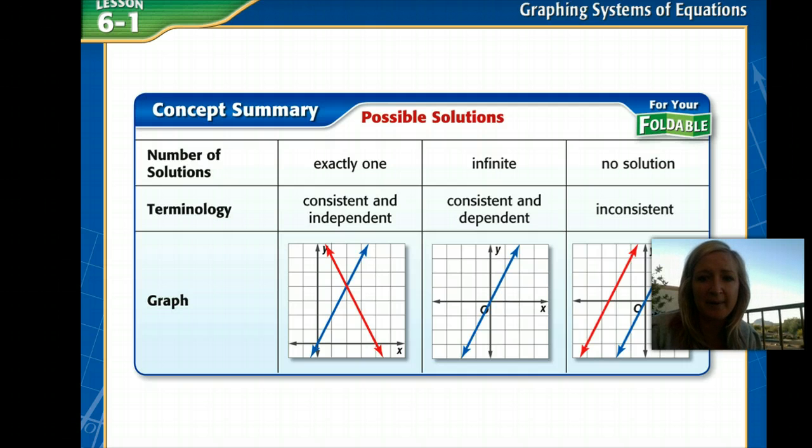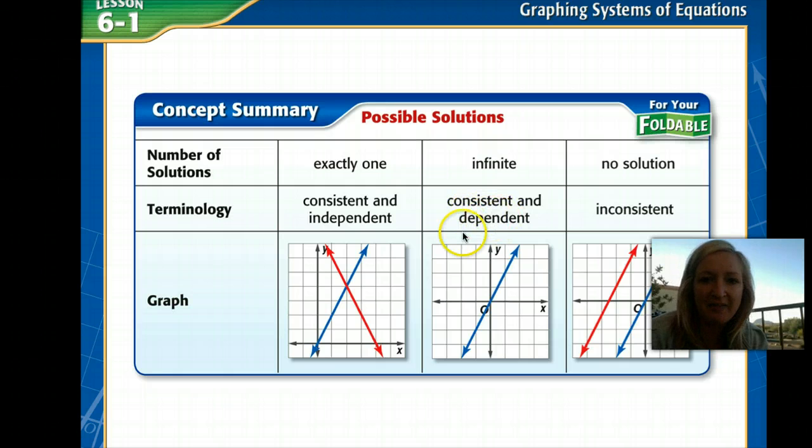So again, you're going to be looking at two lines, and you are going to decide whether or not it has exactly one solution. And what does that mean? It means that it is consistent and independent. That would be your answer that you write down when they ask you what type of graph it is. When they are consistent and independent, they are two lines that intersect at just one point. So the number of solutions would be where the two graphs intersect, and in this case they just intersect at one point.